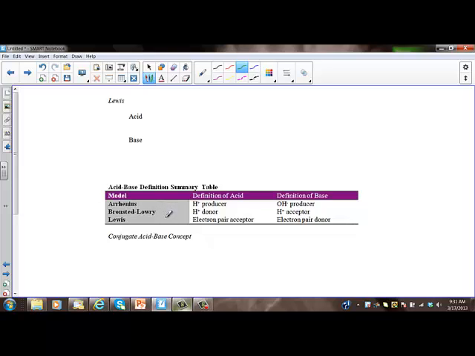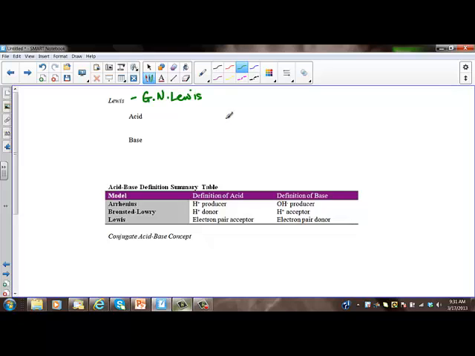So that's going to lead us to a very interesting discussion, in the sense that a little bit later on you'll see that water is something that's considered amphoteric, which means that it can act as an acid or a base. And the last one, before I explain a little bit more about conjugate acid-base theory, is the Lewis theory of acids and bases developed by G.N. Lewis.